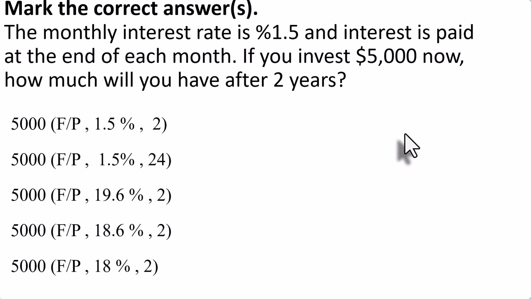It says mark the correct answer or answers, meaning that there might be more than one correct answer. The question says the monthly interest rate is 1.5% and interest is paid at the end of each month. If you invest $5,000 now, how much will you have after 2 years?